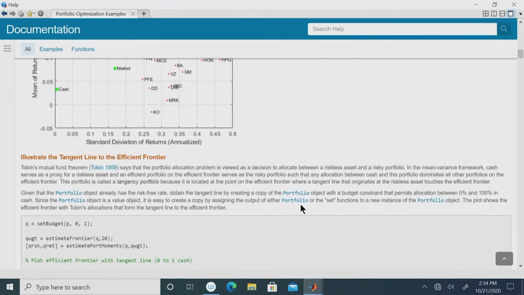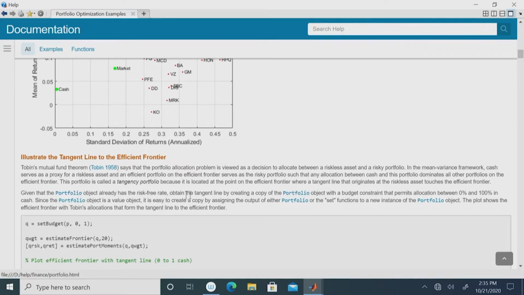Now we will talk about the tangent line to the efficient frontier. Remember that we will eventually make use of the goal. The first problem that we will look at is the two fund theorem. The two fund theorem makes use of a combination of investment in cash as well as a risky portfolio. The portfolio object that was set up earlier already has the risk free rate.